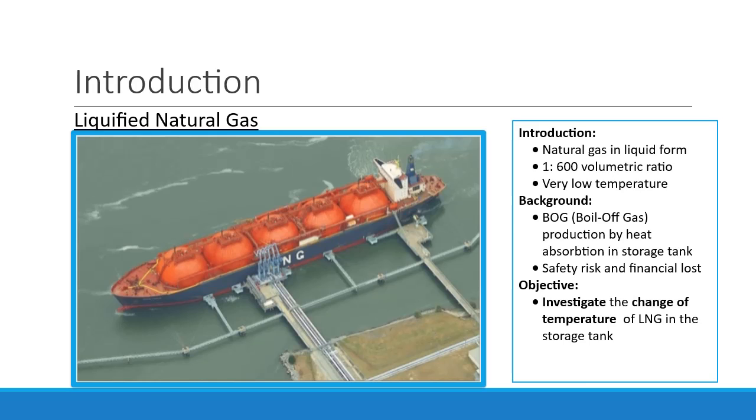So, for example, if we have 1 cubic meter of LNG, it is the same as 600 cubic meters of natural gas in gas form. So it's pretty efficient for delivering natural gas from one place to another. Most of the time, LNG stays in the storage tank, even in the delivery process.